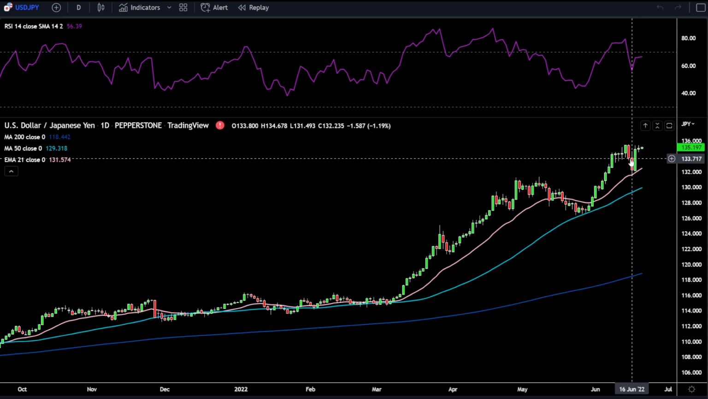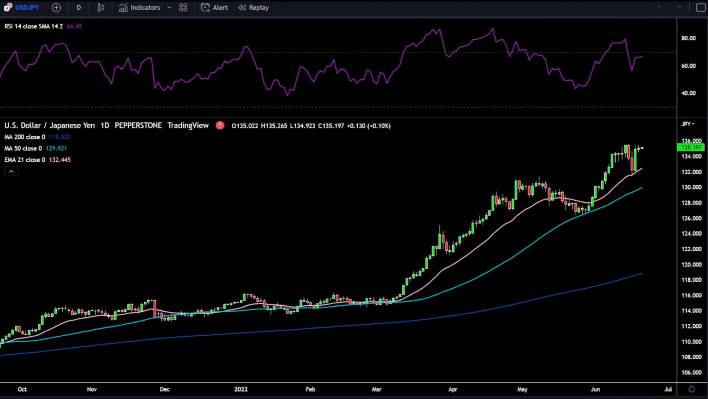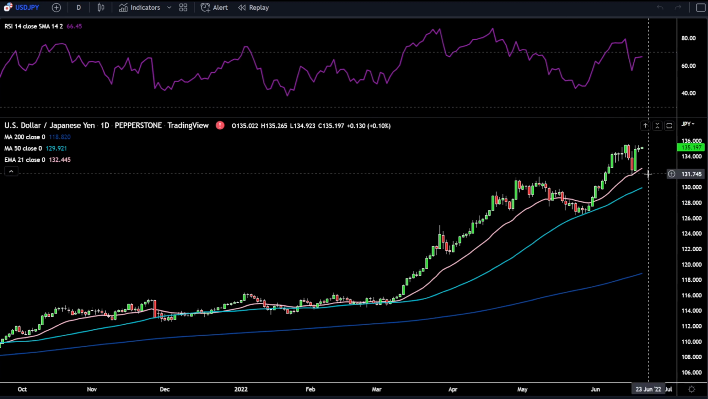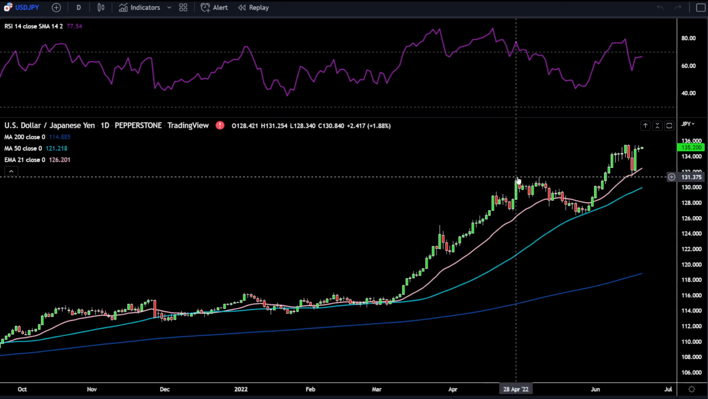Dollar yen, still maintaining its gains from last week Friday, just above 135. The RSI is pretty close to overbought territory, but with yields moving higher, the yen continues to weaken as their central bank, the Bank of Japan, pins their Japanese government bonds with their yield curve control. On the downside, I'd say around about 132. This could be a good level of support to keep an eye on. It's the former highs here, back from April and May.